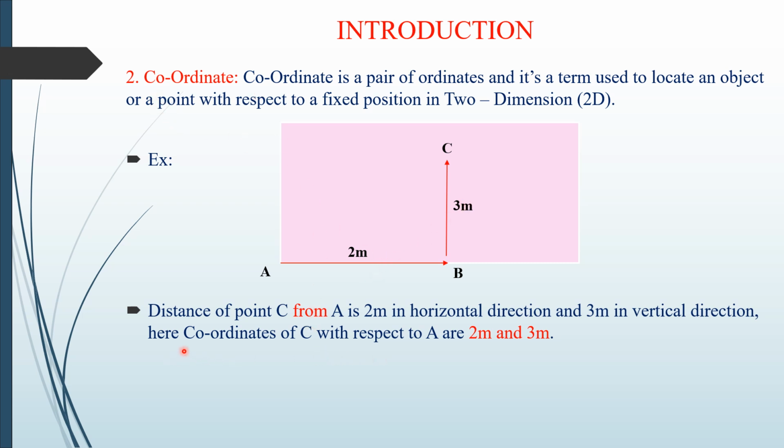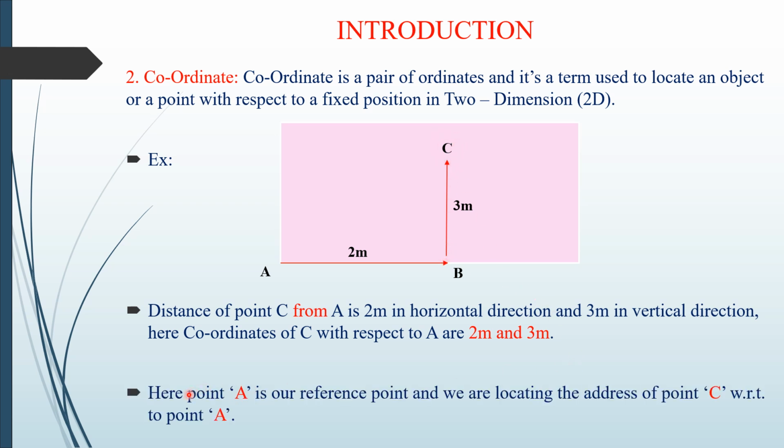I can say coordinates of C with respect to A are 2 meter and 3 meter. Always remember, coordinate we always represent first in X direction, then in Y direction. Means coordinate of C would be 2 comma 3. Therefore, we have to travel 2 meter from A, then go up by 3 meter in order to reach point C. Here A is our reference point and we are locating the address of point C with respect to point A.